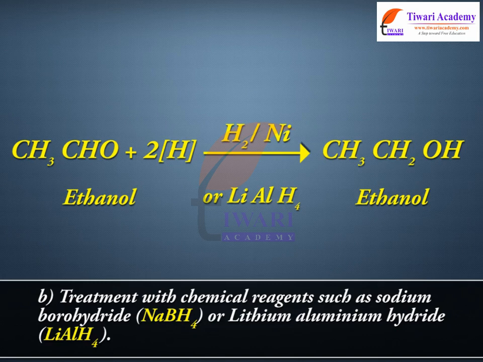Hydroiodic acid and phosphorus reduce carbonyl compounds at 425 K. Acetaldehyde is reduced to ethane. CH3CHO, acetaldehyde, plus 4HI in the presence of P at 425 K gives CH3-CH3 plus H2O plus 2I2.